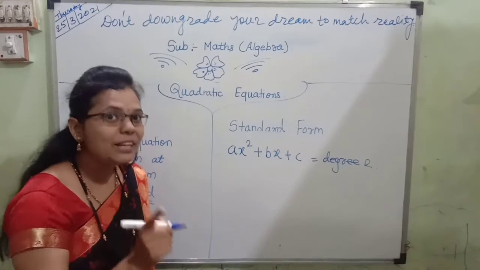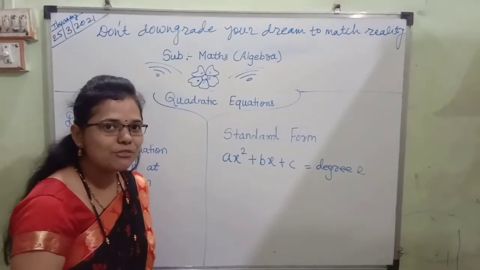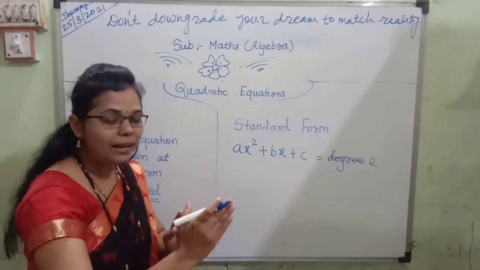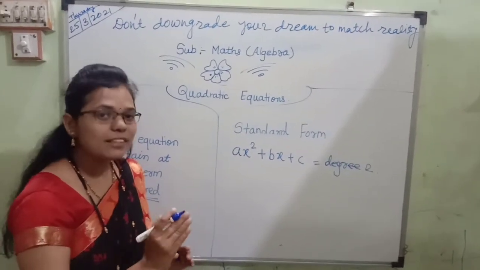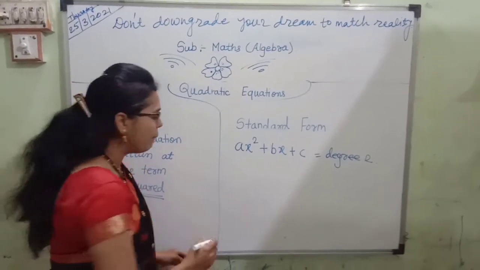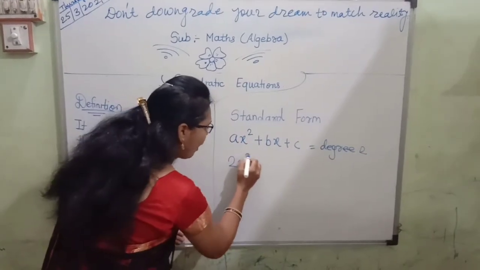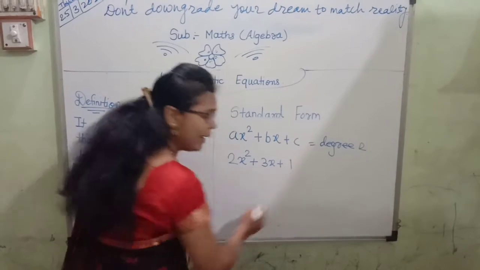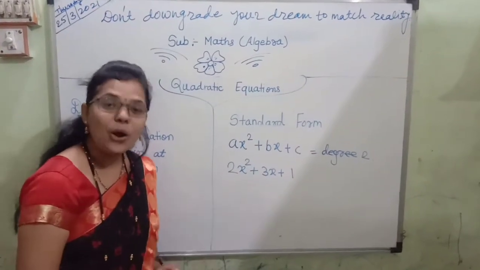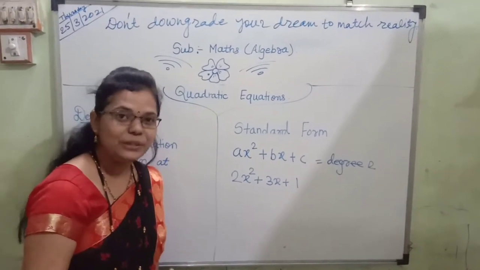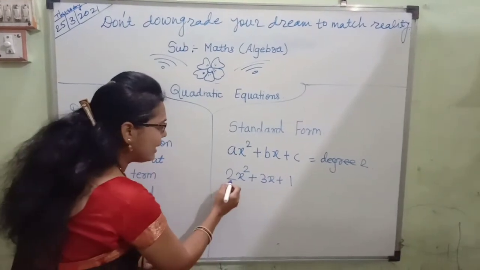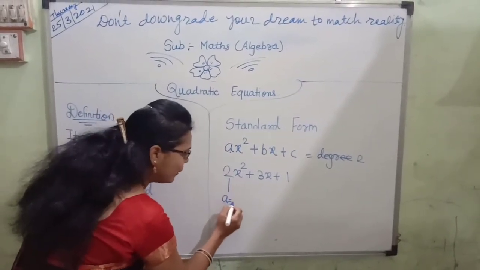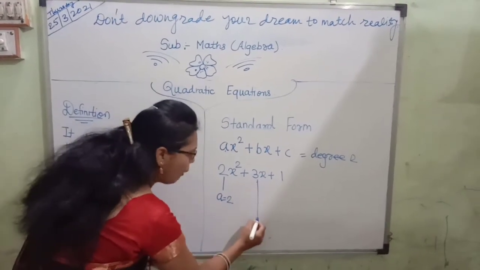Clear with everyone? Quadratic equation means what? And the standard form is what? ax square plus bx plus c. For example, 2x square plus 3x plus 1. That is also a quadratic equation. Do you understand? See children, value of a. What is it here? a's value is 2. What is the value of b here?